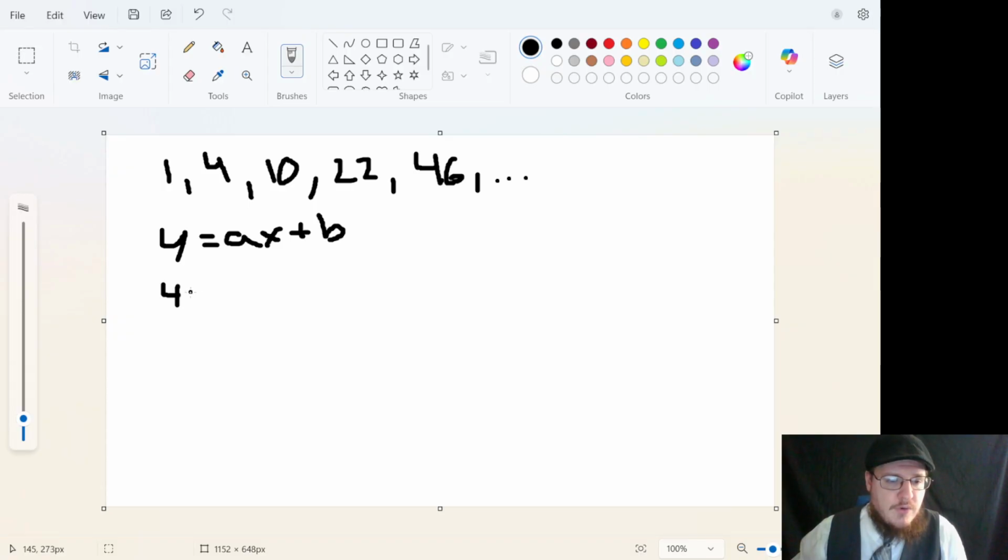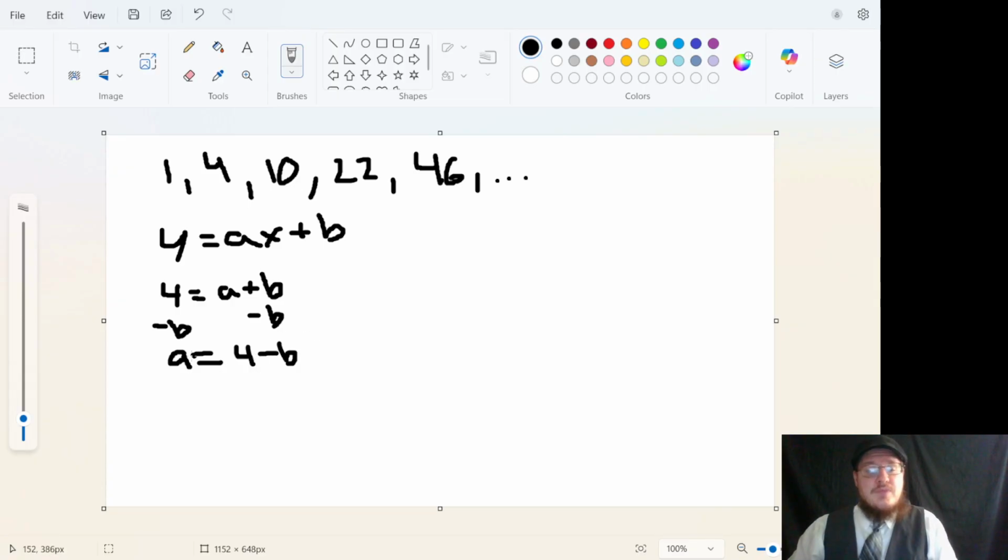So I'm going to plug in our 4 for y, because that's the next value, and then 1 in for x. I'm just going to write it as a, but that's basically just a times 1. But a times 1 is just going to be a. Now we got to get the a by itself. Subtract the b from both sides. We got a equals 4 minus b. Okay? Now, we've got our a.